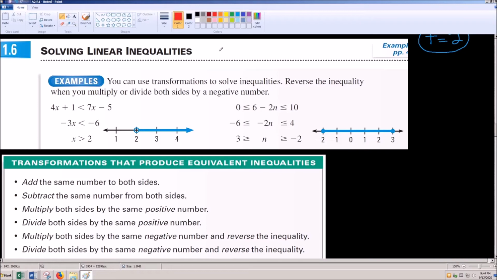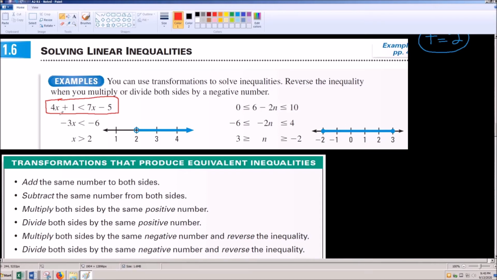So when we look at this, we really want to try and get the variable by itself, and we want to say, okay, well, what does that mean for us? Is it a strictly less than, or is it less than or equal to? And we'll talk about what that means in a second. So let's just start out with this inequality, which is 4x plus 1 is less than 7x minus 5. Now, the only time that we change this sign is if we multiply or divide by a negative number. If we do that, we must remember to flip the sign. That's the biggest thing people forget to do here.